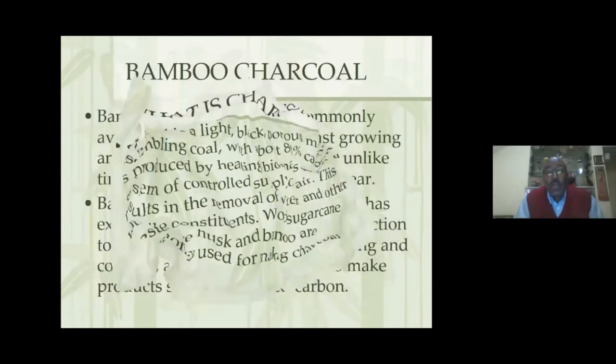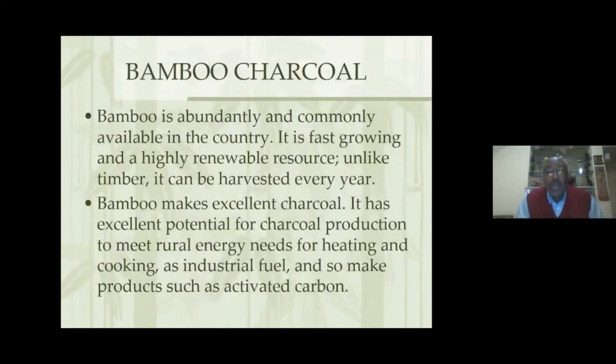Bamboo charcoal is abundantly and commonly available in the country. It is a fast growing and highly renewable resource, unlike timber. It can be harvested every year. Bamboo makes excellent charcoal. It has excellent potential for charcoal production to meet rural energy needs for heating and cooking, as industrial fuel, and to make products such as activated carbon.